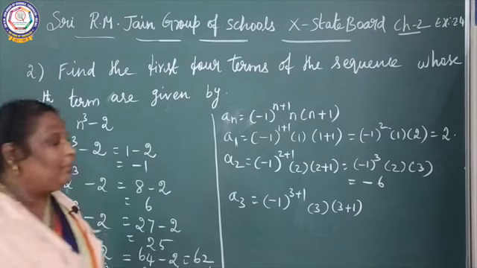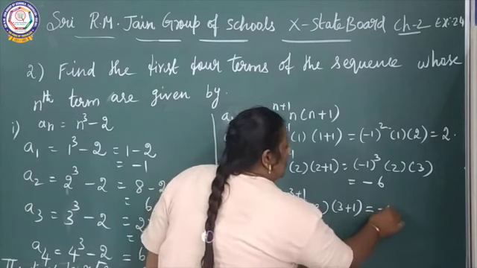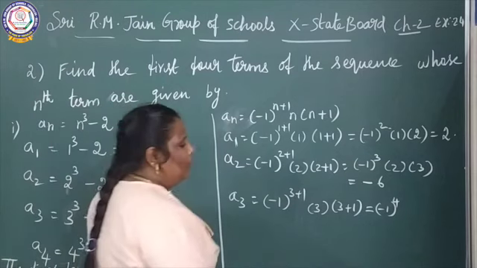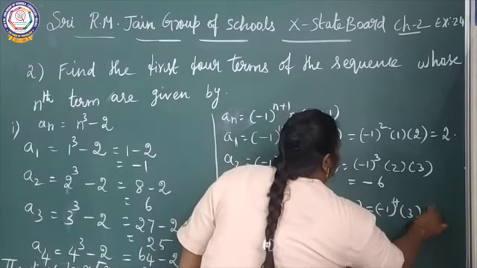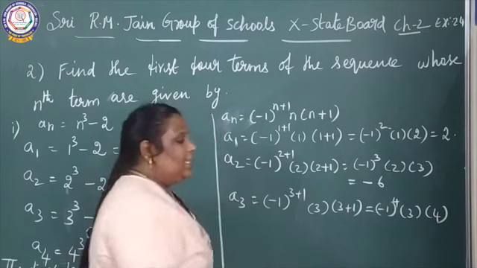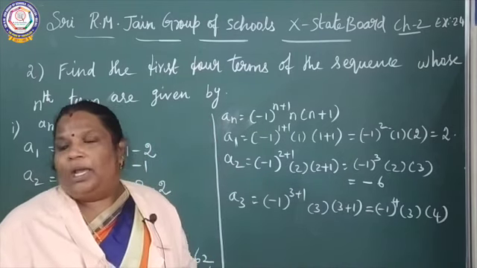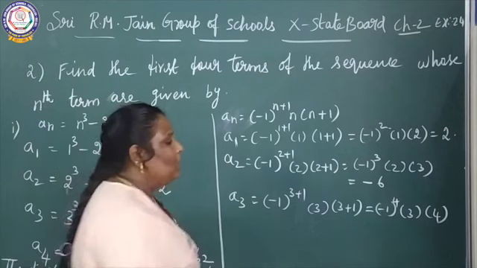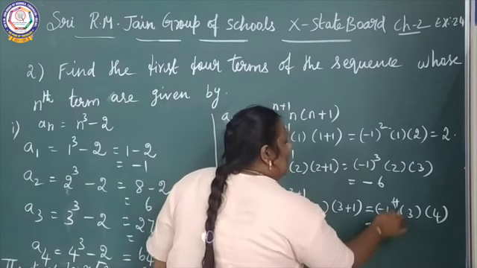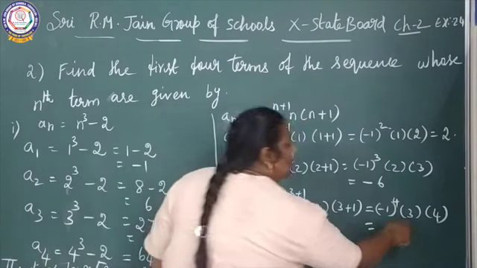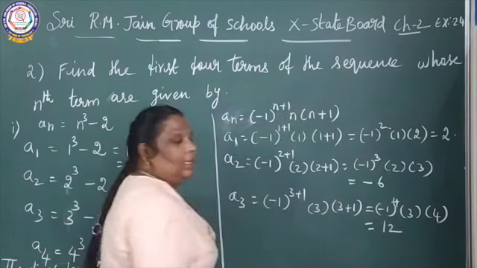Next, A3. A3 gives minus 1 whole power 3 plus 1 into 3 into 3 plus 1. It gives minus 1 whole power 4 into 3 into 4. See, power is a even number. If it is a even number, you can get a positive. If it is a odd number, you can get a negative. So, minus 1 whole power 4 is what? 1. Then 4 3s are 12.